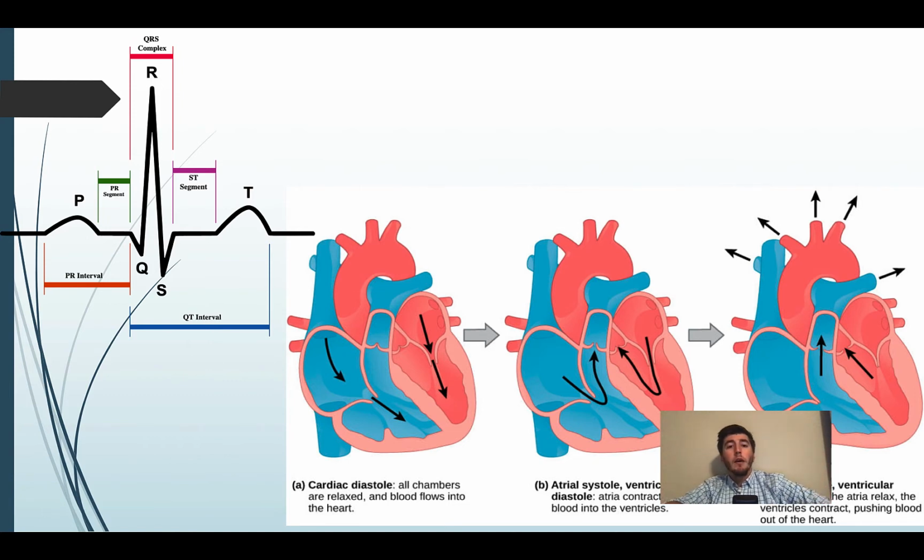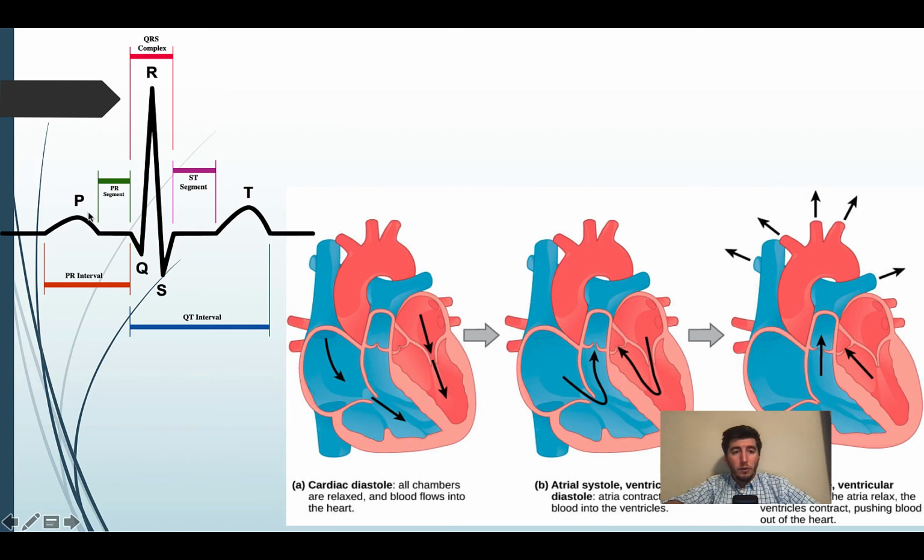Well, we have cardiac diastole, and we have systole, and we have diastole again, right? So let's think this through. What is diastole? Diastole is blood filling. So cardiac diastole, all chambers are relaxed and blood's flowing into the heart. In atrial systole, we're going to be pumping blood from the atria into the ventricles. In ventricular systole, we're going to be pumping blood out and up and through, right?